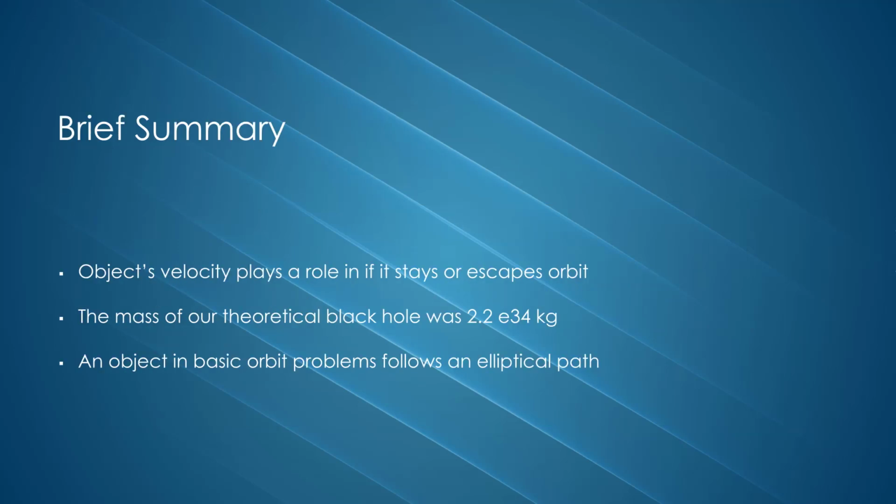A brief summary. So we found that an object's speed plays a key role in if it will stay or escape in orbit. The mass of our theoretical black hole is 2.2 times 10 to the 34 kilograms. And if there's an object A orbiting object B, object A will follow an elliptical path.